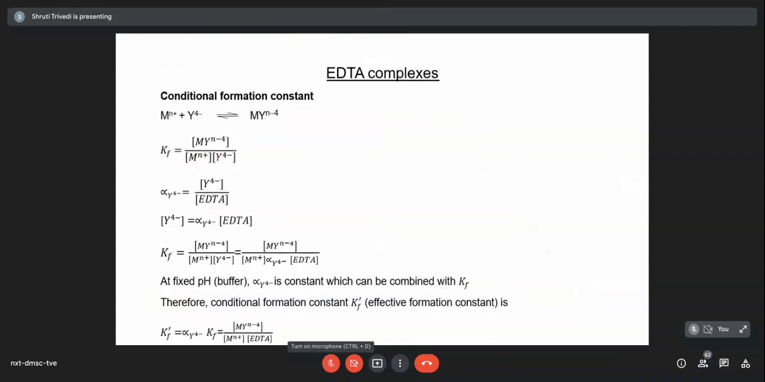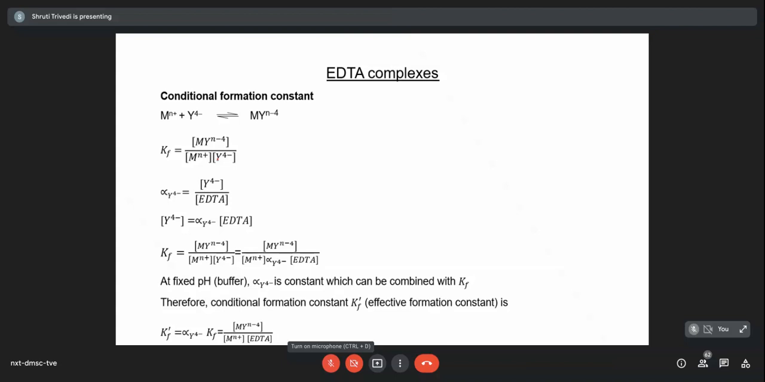We talked about simple formation constants. Next comes the conditional formation constant. What is the difference between the formation constant and the conditional formation constant? You have seen in the figure that below pH 10.2 most of the EDTA is not Y4 negative. Other species also predominate at lower pH, so it is very important to fix the pH of the solution. If we fix the pH, we find another formation constant, known as the conditional formation constant. That is the only difference.